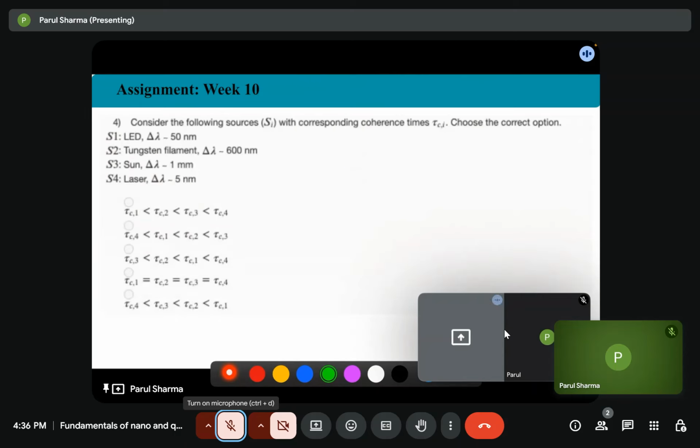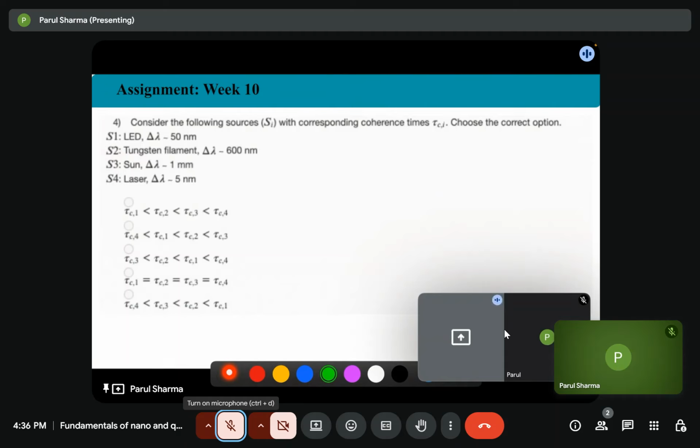So the next question is: consider the following sources with corresponding coherence time. Choose the correct option. So first is LED, for which delta lambda is 50 nanometers. Then tungsten filament, for which delta lambda is 600 nanometers. Then sun, delta lambda is 1 mm. And then laser, for which delta lambda is equal to 5 nanometers.